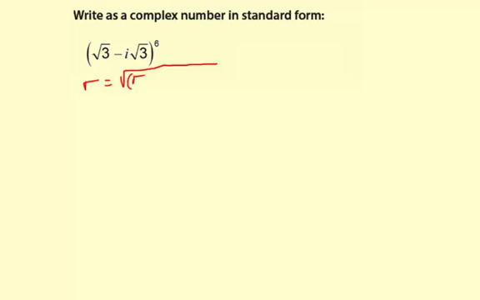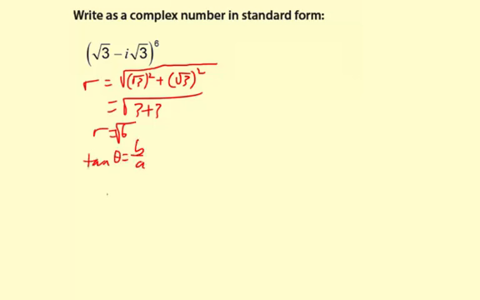So it's going to be the square root of 3 squared plus the square root of 3 squared. And that equals the square root of 3 plus 3, because the square root of 3 squared is simply 3. That equals the square root of 6. So tangent of theta equals b over a. In this case, it equals negative square root of 3 over square root of 3, which is negative 1. So tangent of theta equals negative 1.